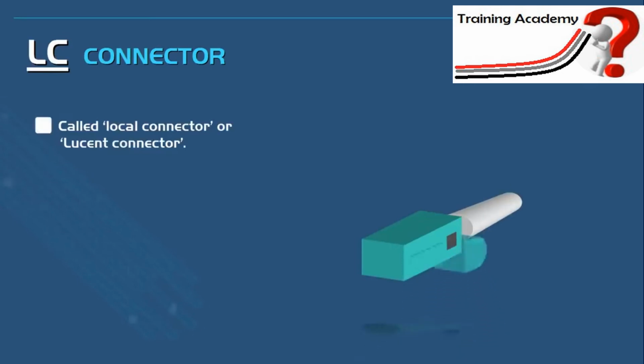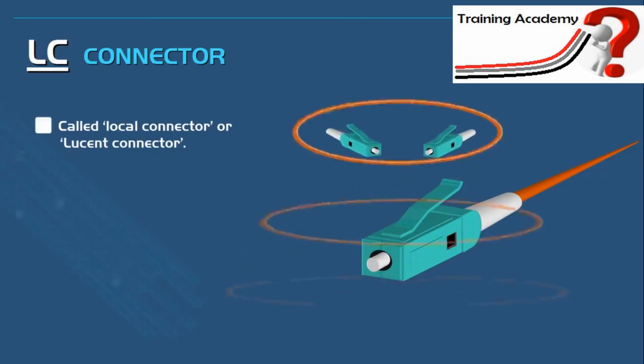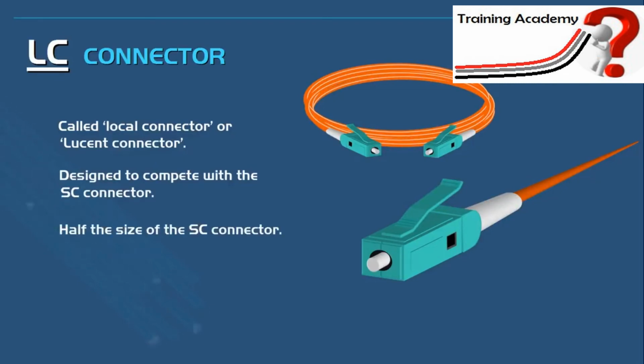The next connector is the LC connector, sometimes called the local connector or Lucent connector. This connector was designed by Lucent. This is commonly used between floors. This was designed to compete with the SC connector. This connector is about half the size of an SC connector, making it more useful for highly populated racks. It has a lock-in latch very similar to the RJ45.